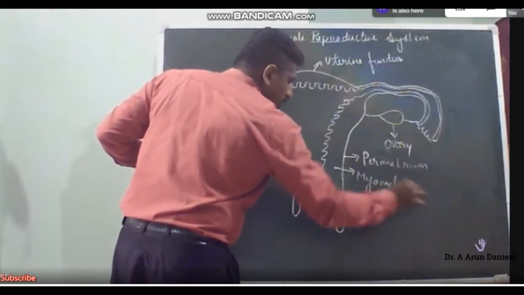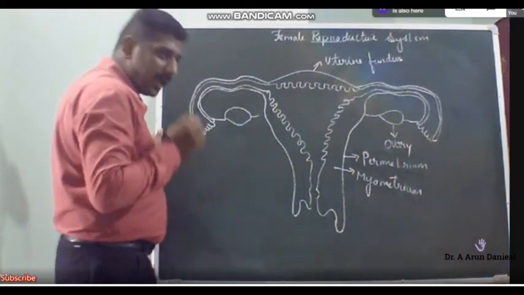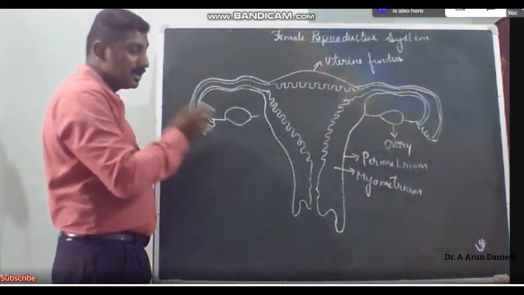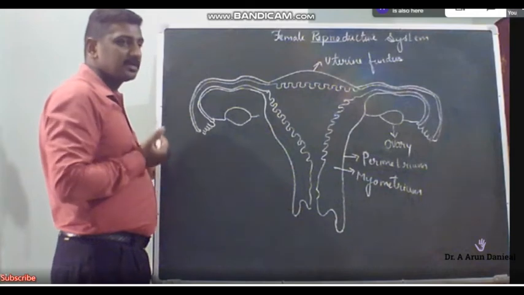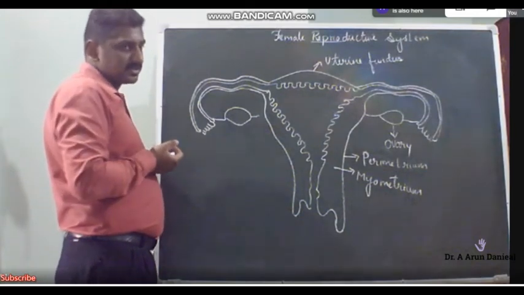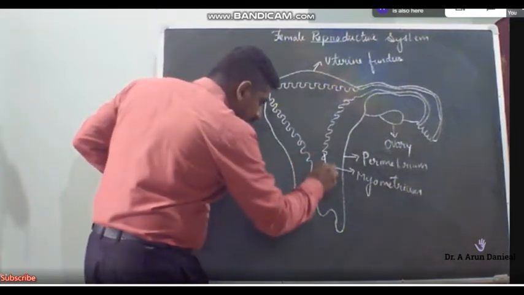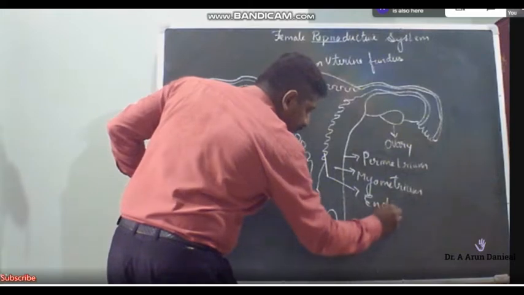What is the role of myometrium? It is made up of smooth muscles and is mostly involved in parturition. During labor pain, the myometrium undergoes vigorous contraction, which helps to expel the fully grown fetus outside the body during the parturition process. Next, we have another important layer called the endometrium.